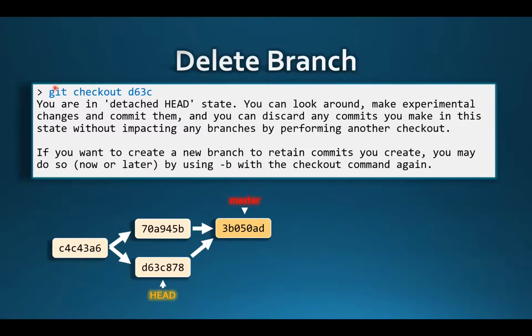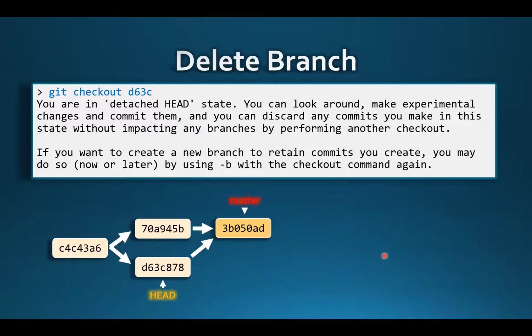So when you use the git checkout command, instead of just using the branch, you can put in the SHA hash value. You only need the first couple of characters because it can differentiate what they are. And what this will do is put you into what's known as a detached head state. You can look around, you can make experimental changes and commit them to your repository, and you can discard the commits that you make in this state without impacting the other branches or performing another checkout.